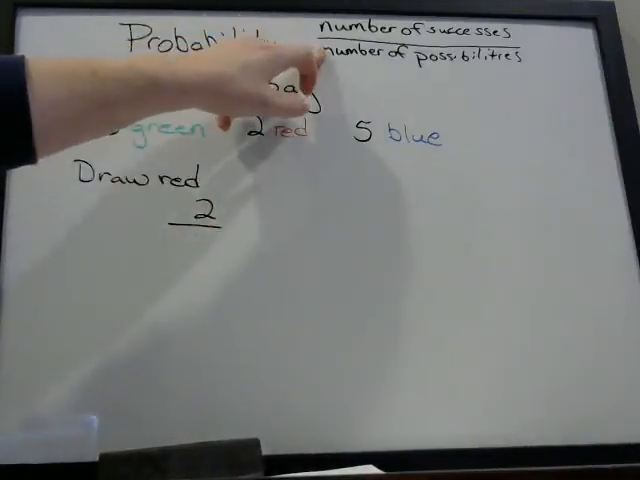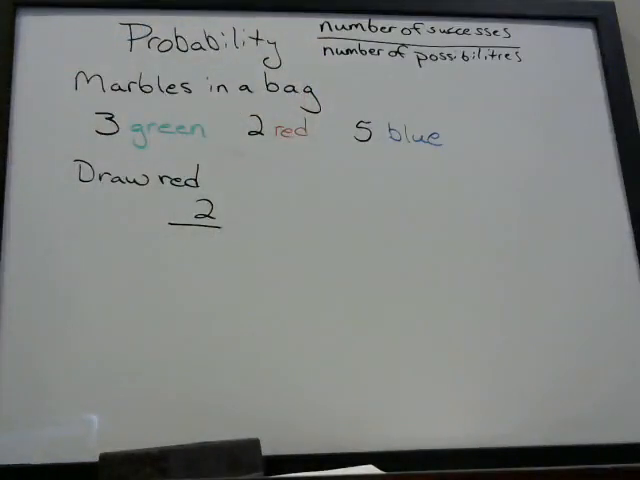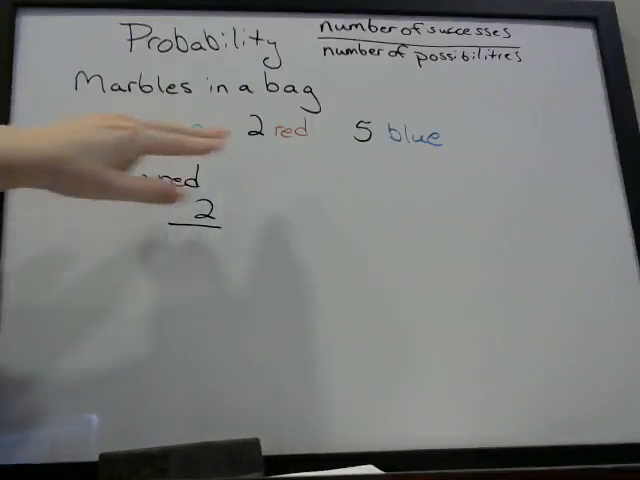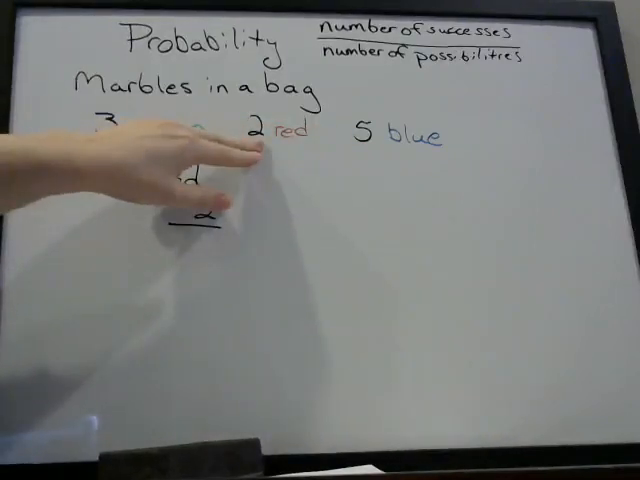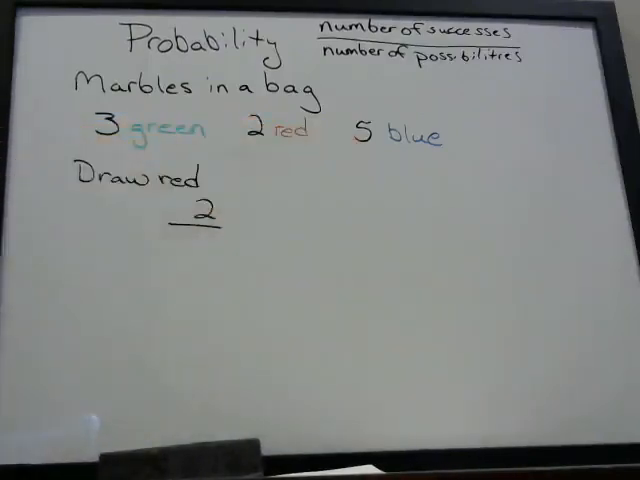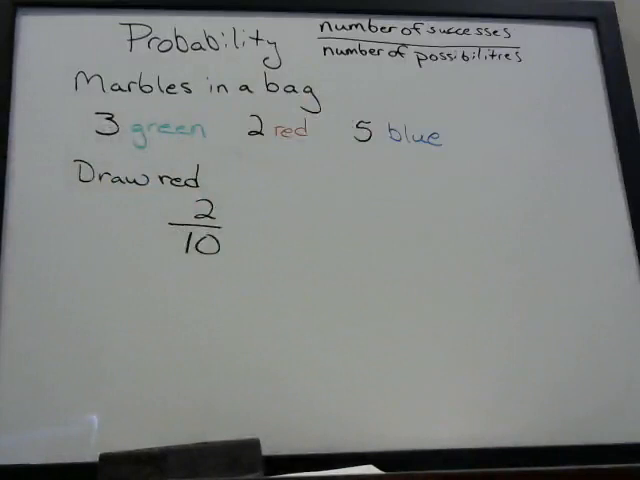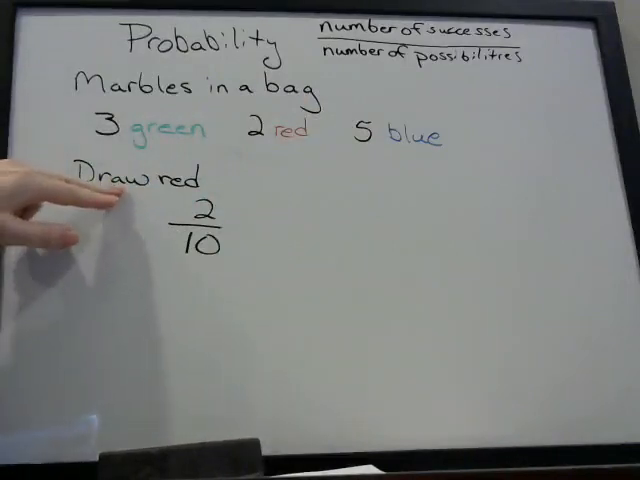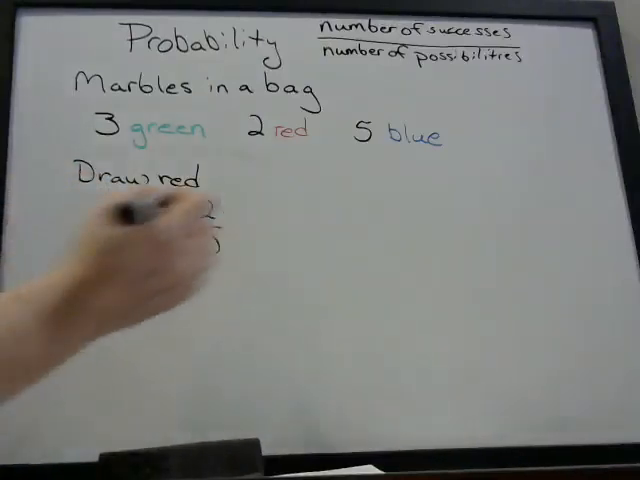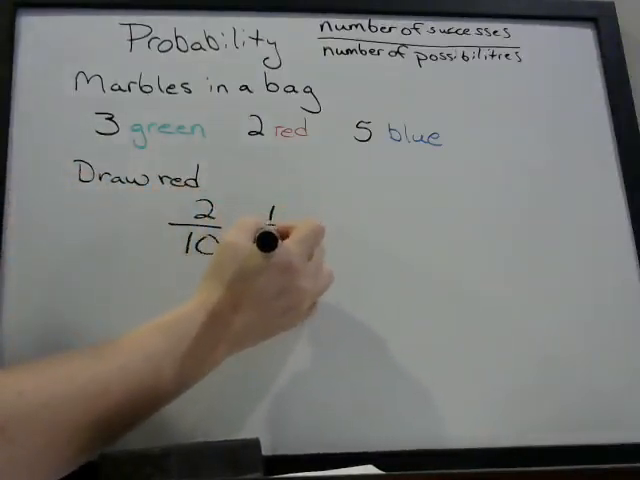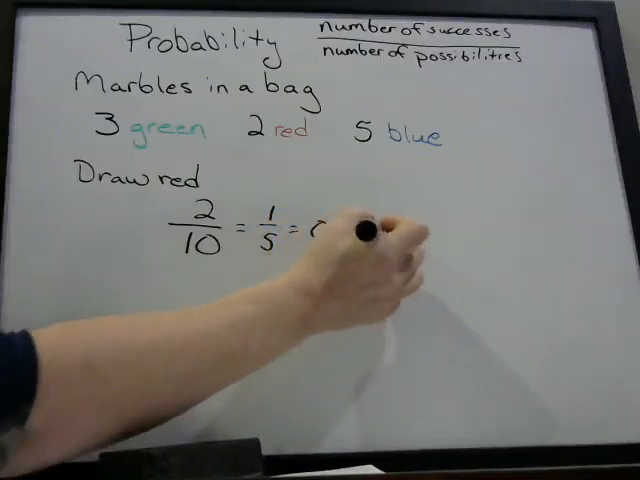What's the total number of possibilities? What are the different total number of ways that we can draw a marble out of the bag? There's 3 green, 2 red, 5 blue. So 3 plus 2 is 5, plus 5 is 10. There's 10 total marbles, so 10 different marbles that we could get. So the probability of drawing a red one is 2 over 10. Again, they would likely write this in lowest terms or write it as a percentage.